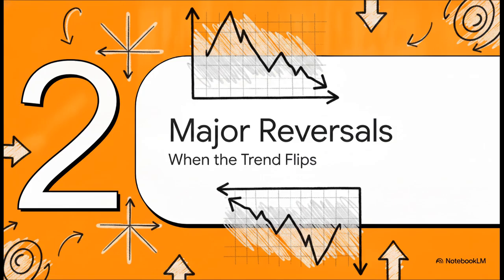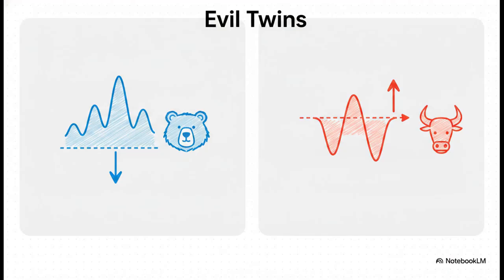And that brings us perfectly to Section 2, Major Reversals. We're looking at exactly what happens when the current trend flips completely on its head. Okay, let's look at what is arguably the most famous formation out there, the head and shoulders pattern. Now, this is a bearish signal forming in an uptrend. The market creates a high point. That's the left shoulder. Then it drops, rallies to an even higher point, the head, drops again, and rallies to a lower high, the right shoulder.